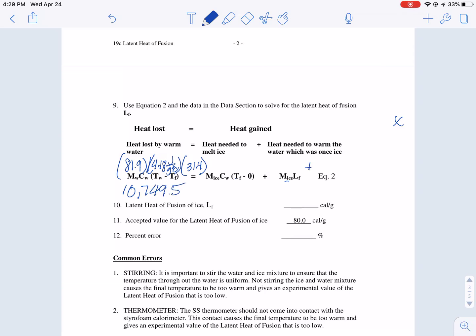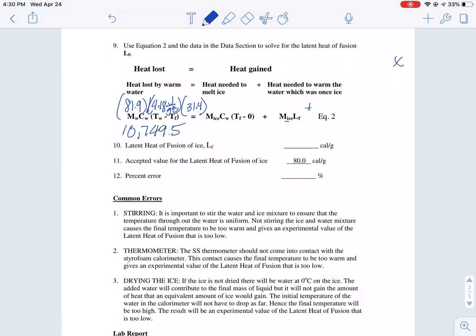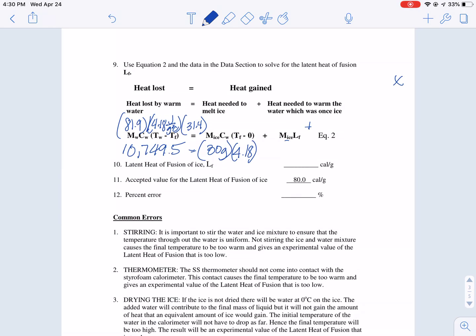10,749.5. Now I'm going to calculate the heat that the water after it was completely melted gained. So I need to know the mass of my ice. My ice was 30 grams. The specific heat of water, because it was already melted, is 4.18. And my ending temperature was 13.2. So 13.2 minus 0 is a change of 13.2.